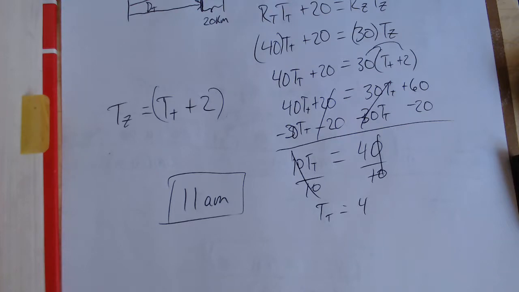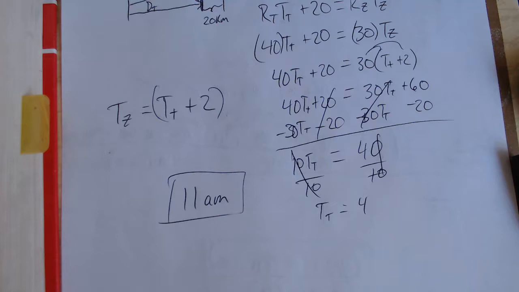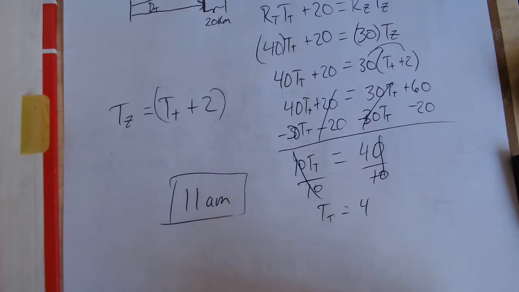Sometimes they'll ask how long each person was traveling. Sometimes they'll ask what time it was when they got to that point. You just really don't know. So once you solve for your first unknown, always go back and check the problem to figure out what information you need to get once you find one of the unknowns.